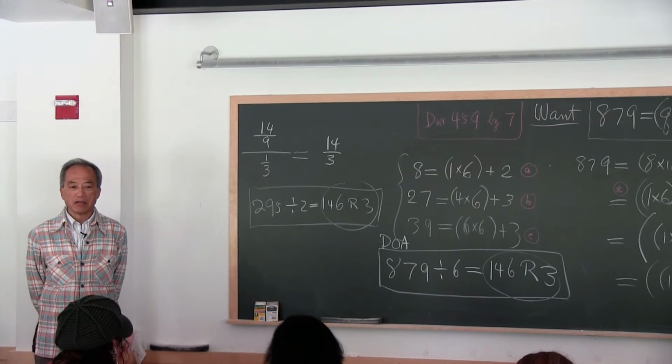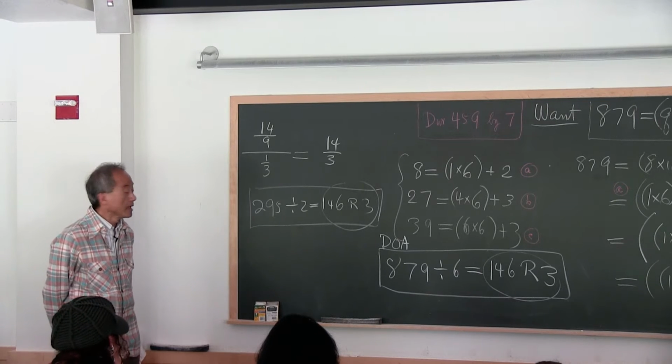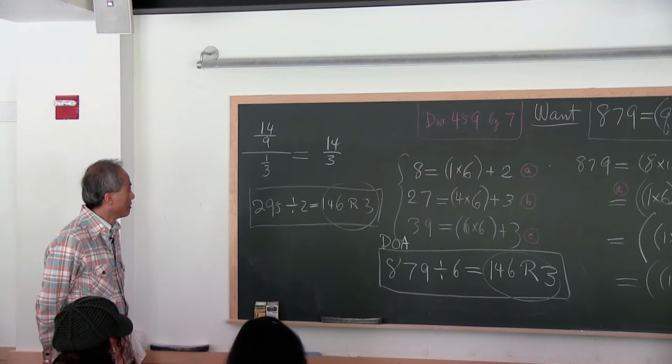Third mistake. Plus your remainder is bigger than the 5.